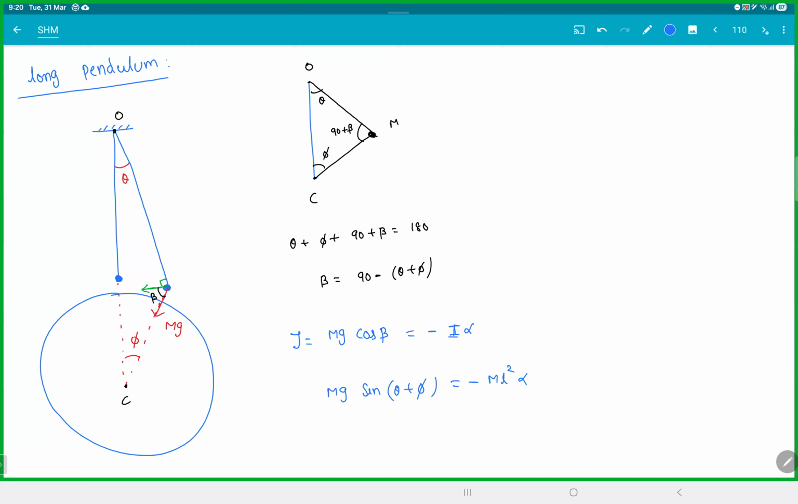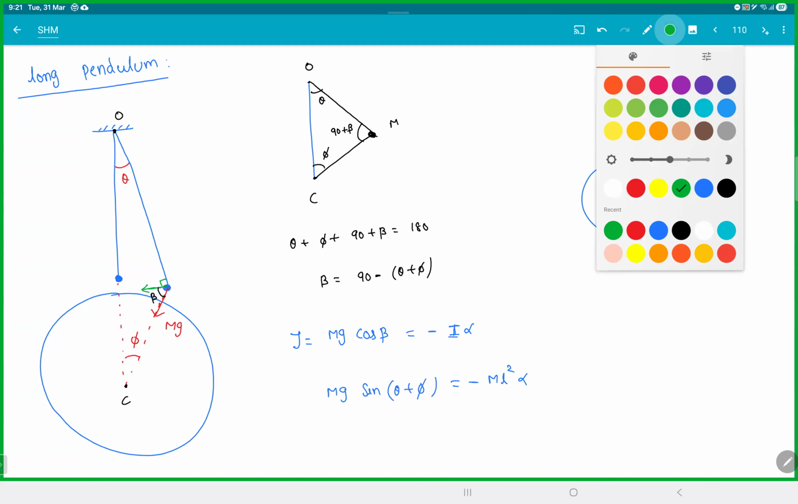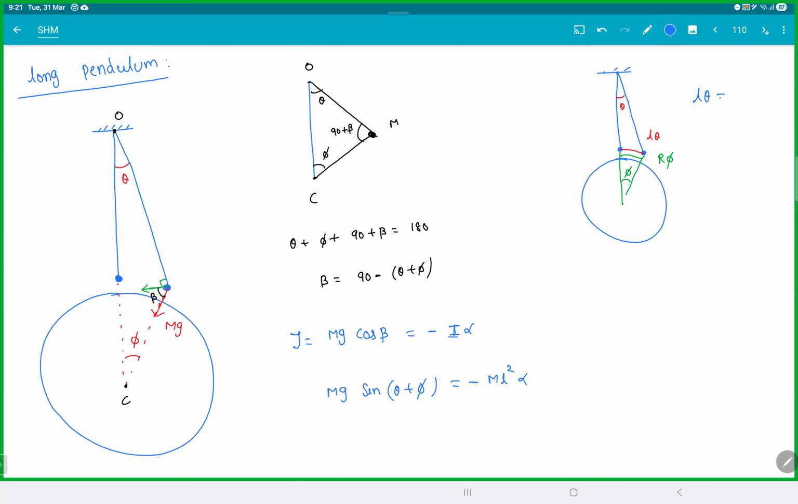Now for small angles, we can say sine of (theta plus phi) is theta plus phi, but I want alpha in terms of theta, not in terms of theta plus phi. So there is one more approximation here. When this rotated by theta, this arc length will be L theta. From the center, when this rotated by phi, this arc length will be R phi. Since it is a very small displacement, I can make an approximation L theta is equal to R phi. The arc length will remain same. So from here, you'll get phi is equal to L by R theta.